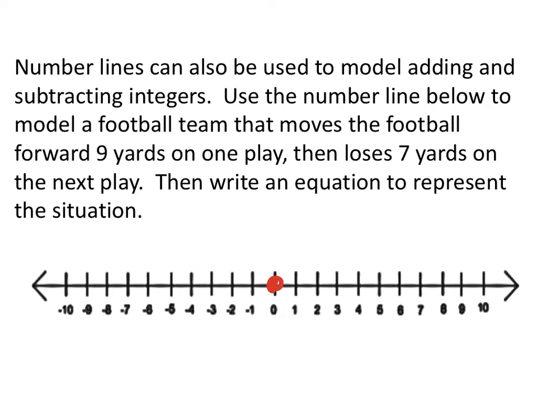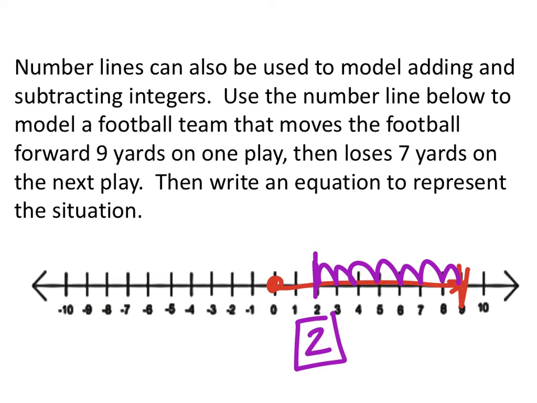Now, we're just going to start them at 0. I know some of you guys would be like, well, they start at 10, right? Well, yeah, they got 10 yards to go, but this one shows that they're going to go forward 9 yards, so that would be right here. And then they'd go back 7 yards, 1, 2, 3, 4, 5, 6, 7, right there. And where are they at now? Well, they're 2 yards forward from where they started. So the equation on this one would be, yeah, they started with 9 yards. And then they went back 7 yards, so you could write it as minus 7. But since it was a loss of 7, you could also write it as 9 plus negative 7, if you'd like.